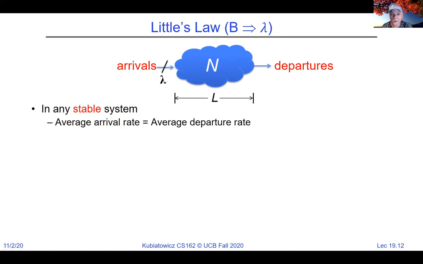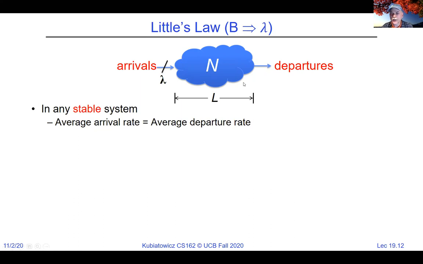And in any stable system, stable meaning that n doesn't grow without bound and it doesn't shrink down to zero, on average, the arrival rate and the departure rate are equal to each other, okay? So lambda is arrivals per unit time, departures are departures per unit time, and on average, the same number of things come in as go out, so that this is a stable system. When we talk about this probabilistically, what we're saying is that on average, n is stable. It's neither growing nor shrinking. And so we're not limiting ourselves to deterministic systems where n is always exactly the same amount, but on average, it's stable.